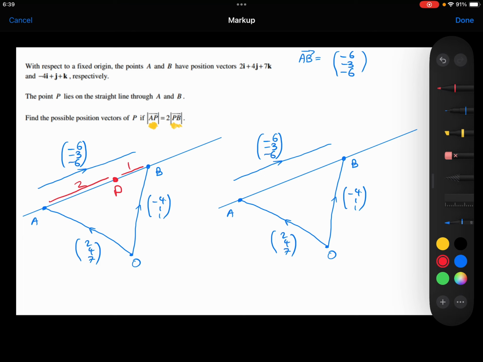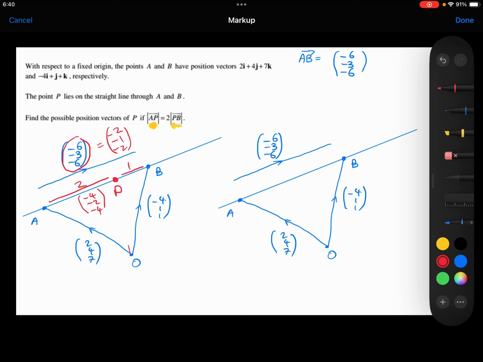If that were the case, I would be splitting this vector into 3 parts, which would mean that each individual part of that would be (-2, -1, -2), which would mean that A to P is 2 parts of that, or 2/3 of A to B. So it would be (-4, -2, -4).